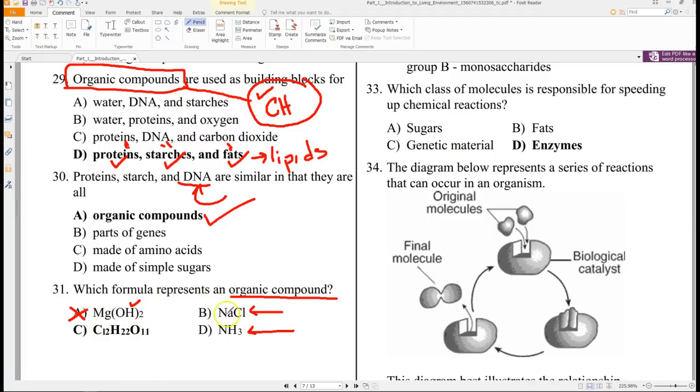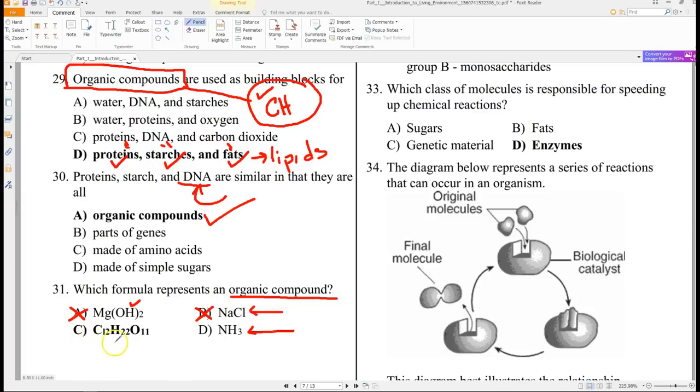Let's move on to B. This is sodium, chlorine. This is not carbon. This is Cl, chlorine. But let's say you made a mistake, because of nerves or you just forgot, and thought this was carbon. It doesn't have hydrogen. So this is not organic.